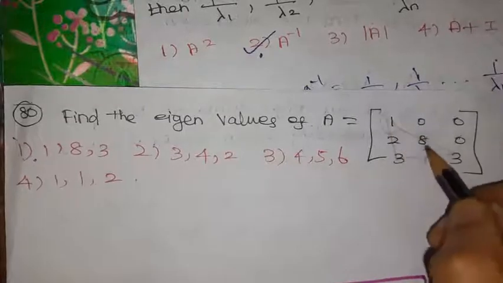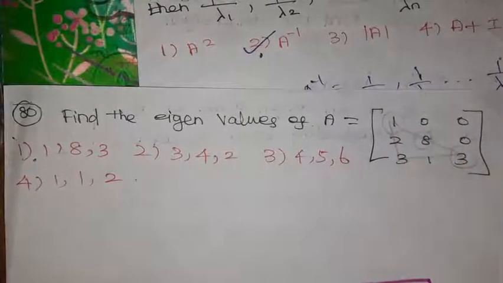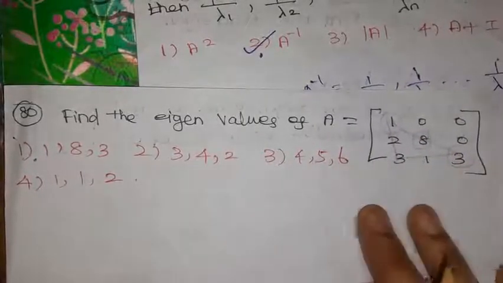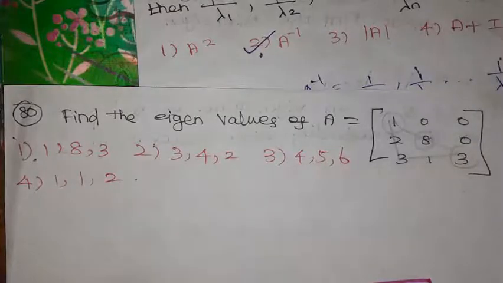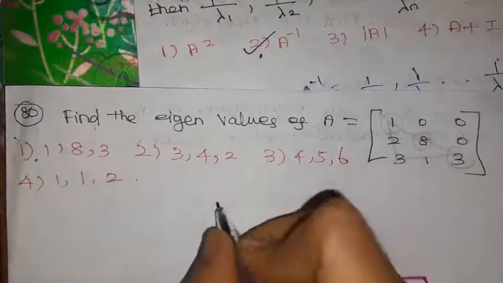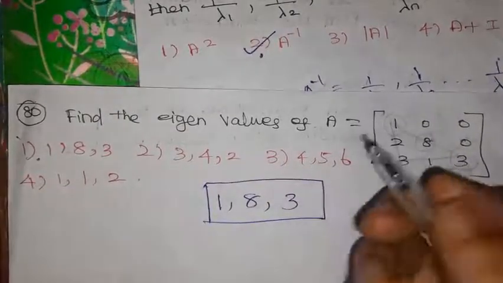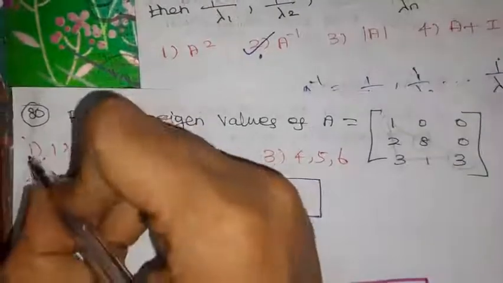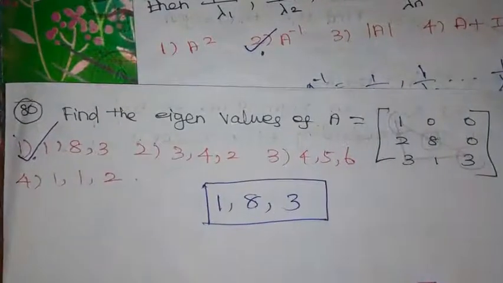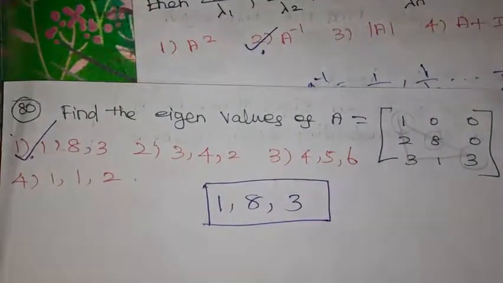As I told earlier, what is the property of eigenvalues for any triangular matrix, whether upper or lower triangular? The eigenvalues are nothing but the main leading diagonal values. What are the diagonal values? 1, 8, 3. So, these are the eigenvalues of the matrix A. 1, 8, 3. So, we'll end this video here.